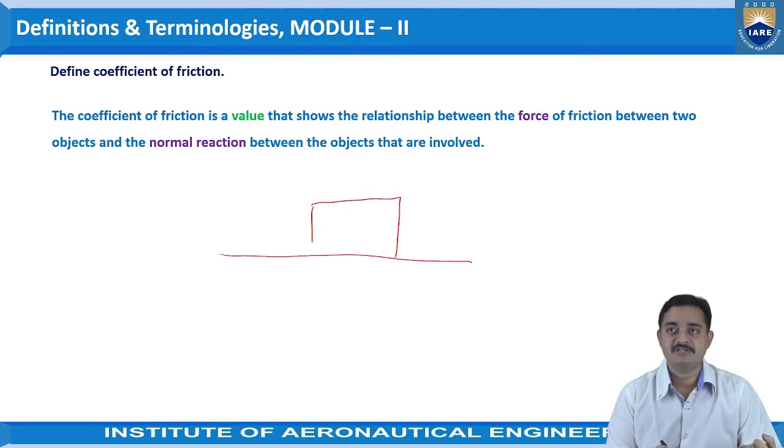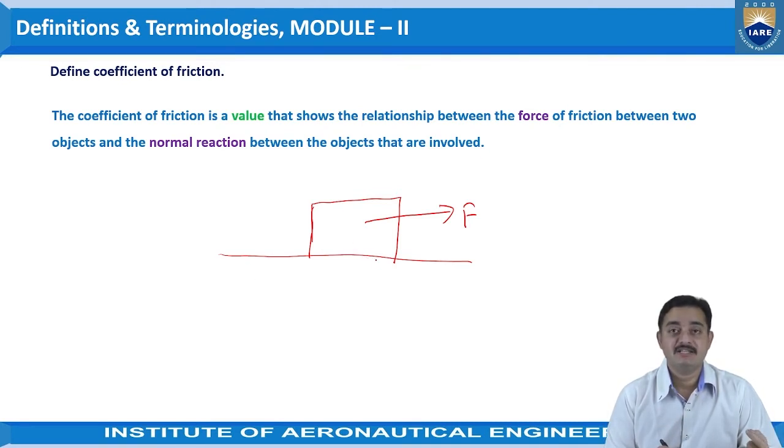A body is placed on the ground. Let us say this is the ground. The body is placed on the ground and we are applying a force F towards the right hand side direction. The body is in contact with the floor here, right? So this is the area where the body is in contact with the floor. Then we know that when the force is applied towards the right hand side, the body will try to move towards the right hand side direction.